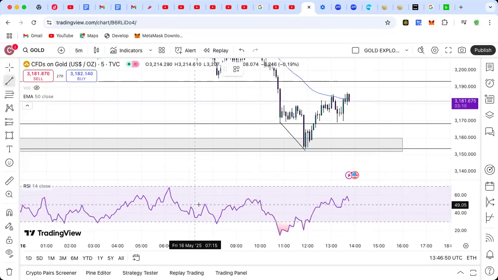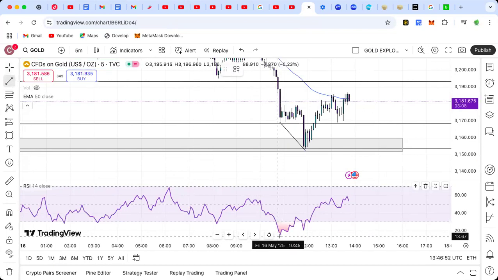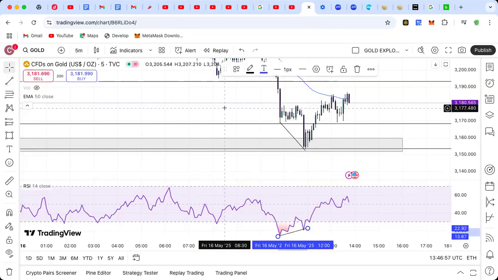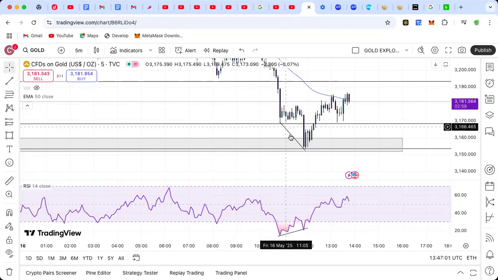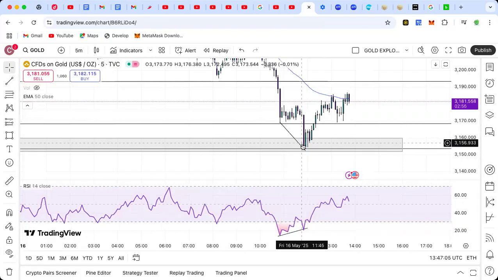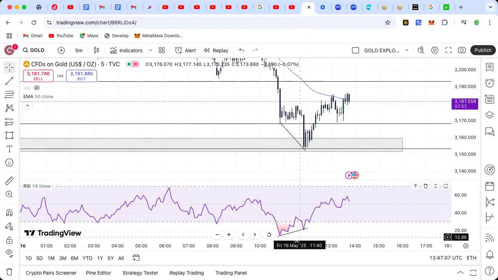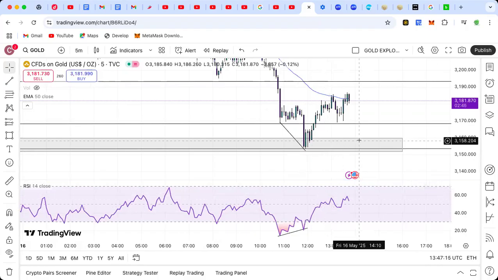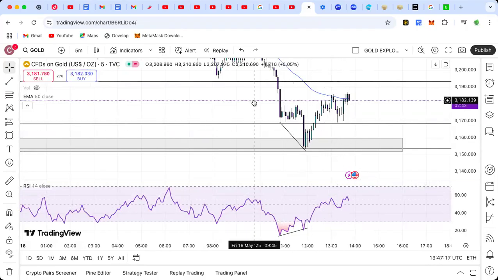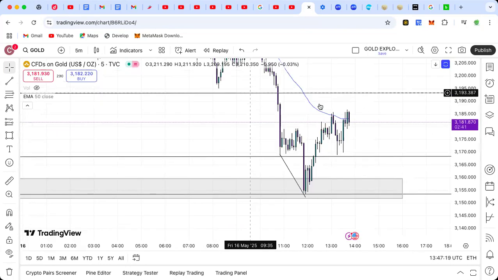So we call it a divergence. The RSI was recording a higher high while your price was recording a lower low. So the RSI was going higher while price action was going lower, which is an indication that chances are the market is about to reverse. It's not a guarantee, especially in a lower time frame, so you have to be very careful.